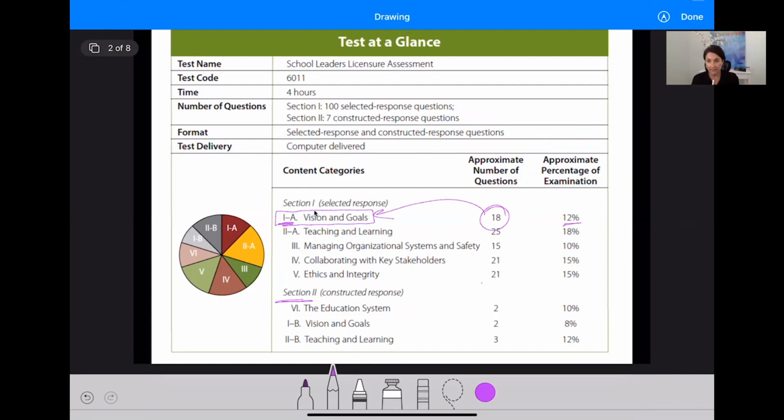Now, I have noticed while going through the test specifications and other practice questions that this 1A, vision and goals, is actually pervasive throughout the entire test. So some of the themes that you will notice for vision and goals, you will see in teaching and learning, you'll see in organizational systems, you'll see under key stakeholders, and so on and so forth. So I thought I would start here today, not only because it's the first piece of the exam, but also because the concepts and the skills associated with vision and goals will be seen throughout the entire exam, okay?